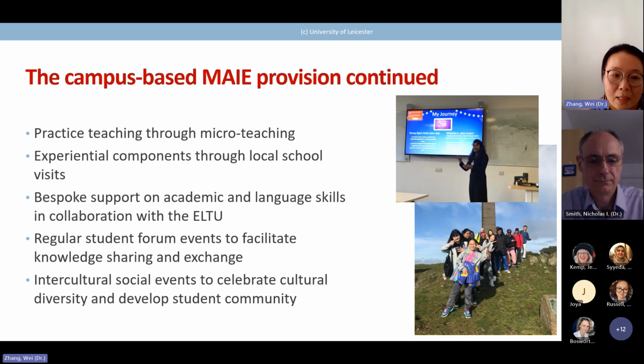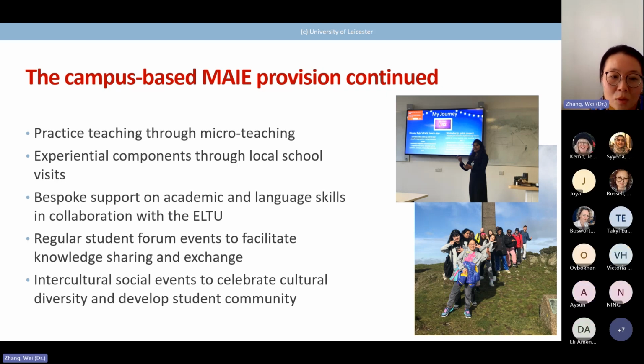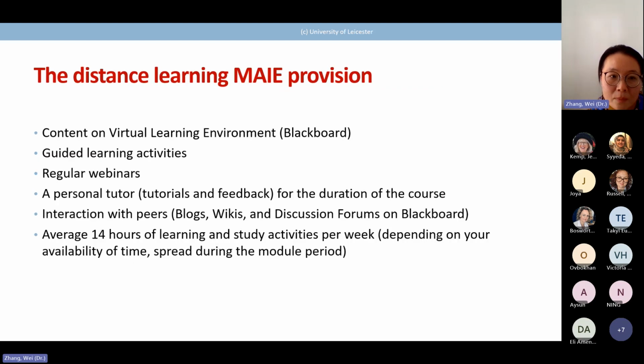Students also lead their own regular student forum events to develop public speaking skills, presentation skills, anything that you think will facilitate your employability skills. There are also intercultural social events to celebrate cultural diversity.